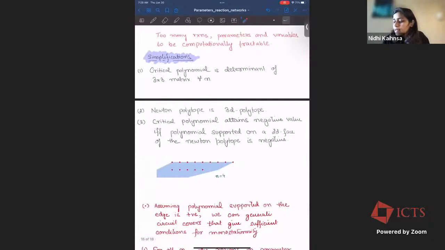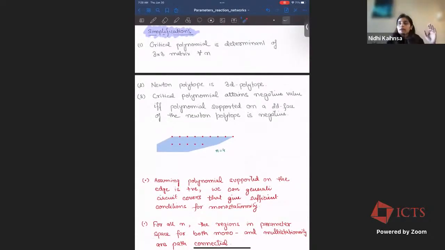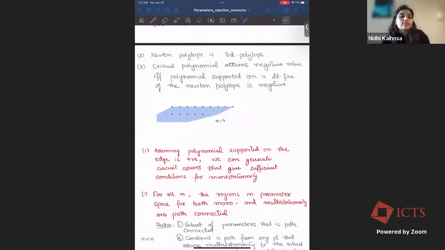Okay, and the last thing is for all n in the parameter space, right? So the parameter space is always 6n-dimensional space. We had a 12-dimensional space in our two-site phosphorylation network, and with increasing n, it increases linearly, 6n being the dimension of the parameter space. In that space, the region of monostationarity and the region of multistationarity is path connected. That analysis is also done using some Newton polytope.